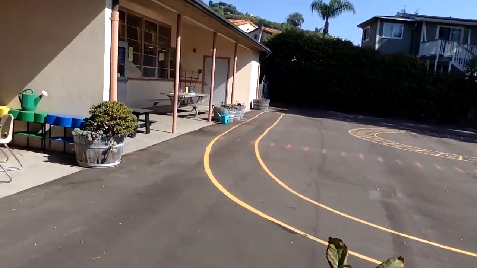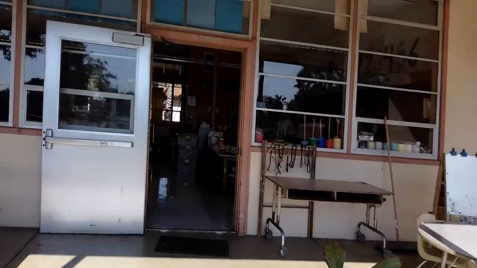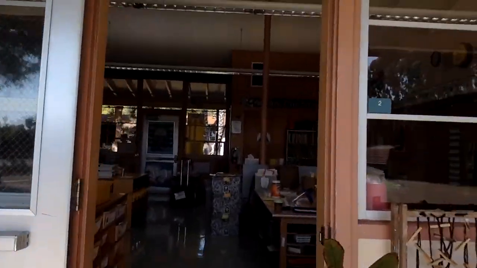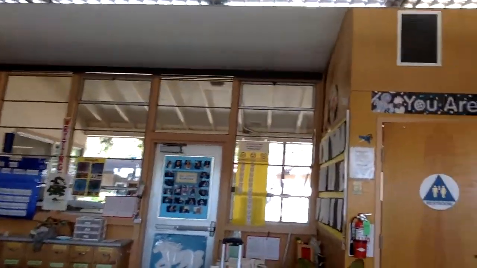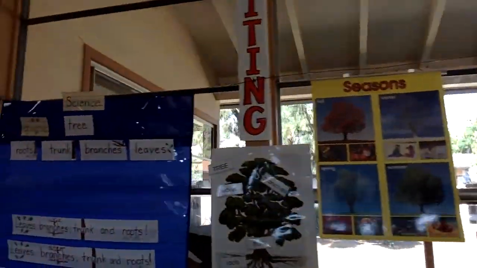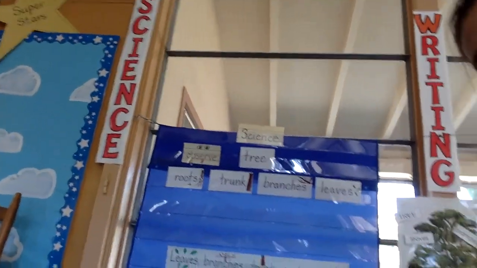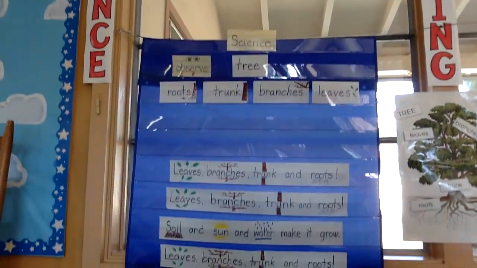There's room 1, Mrs. Hunter's class. Here's room 2, Miss Brewer's class. So we'll go right over here to our science wall. Let me put this down so you can see. And there's our science wall.